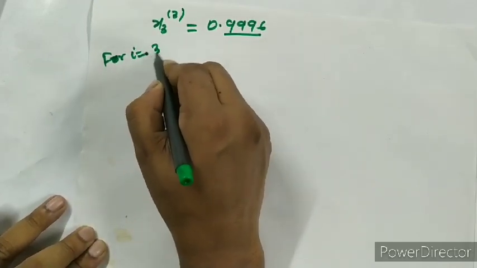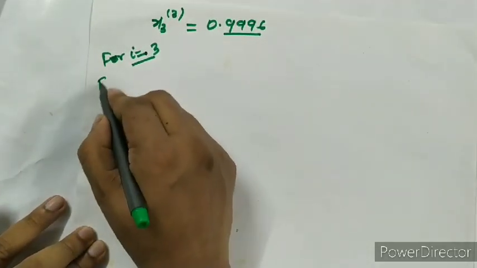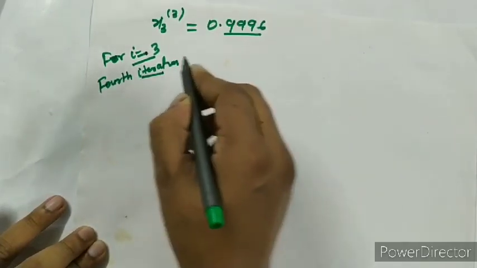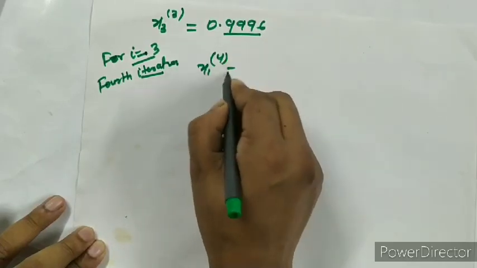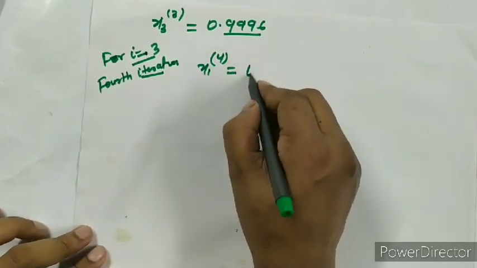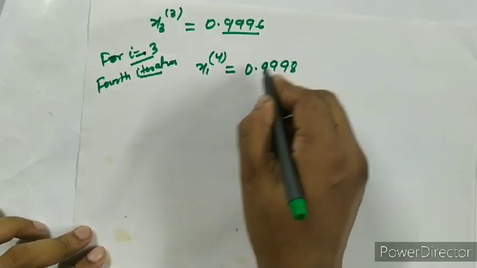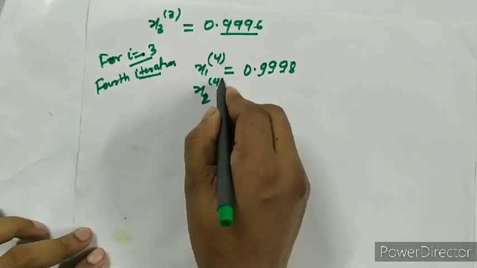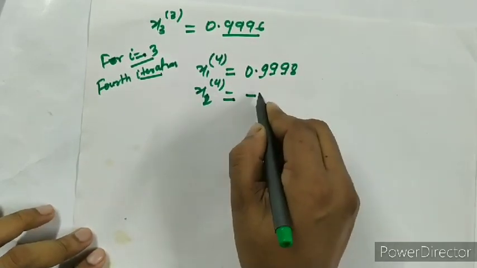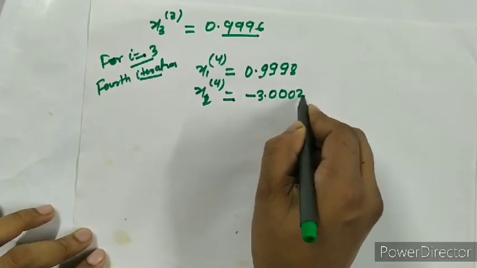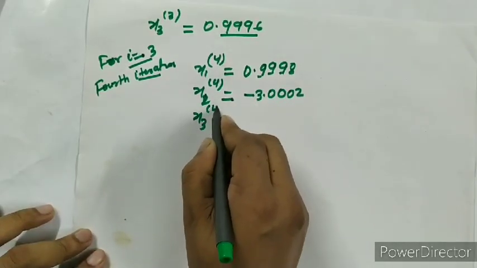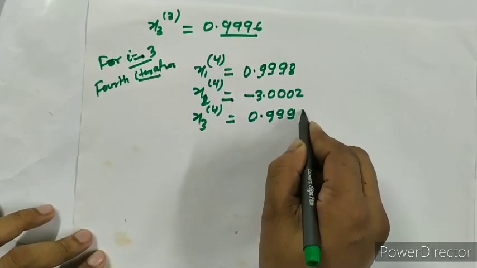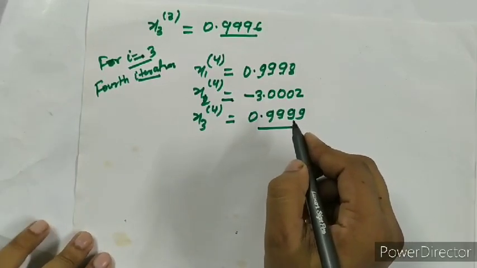Similarly, for i equal to 3, we will get the fourth iteration. For x1 at the fourth iteration, you can check, we will get 0.9998. x2 at the fourth iteration we will get minus 3.0002, and x3 at the fourth iteration 0.9999. This is what we get.